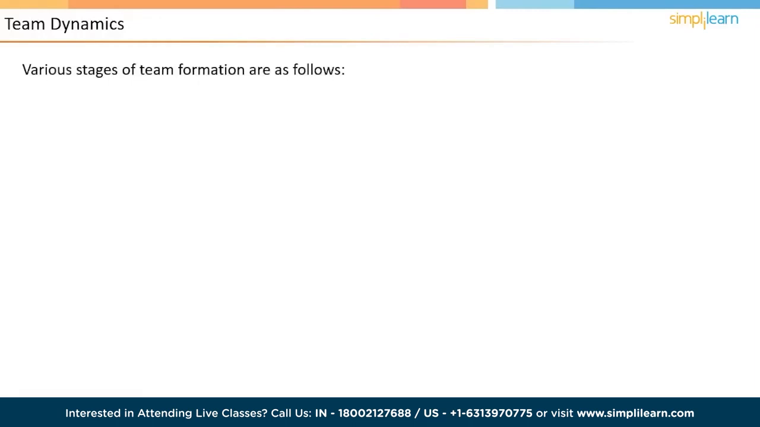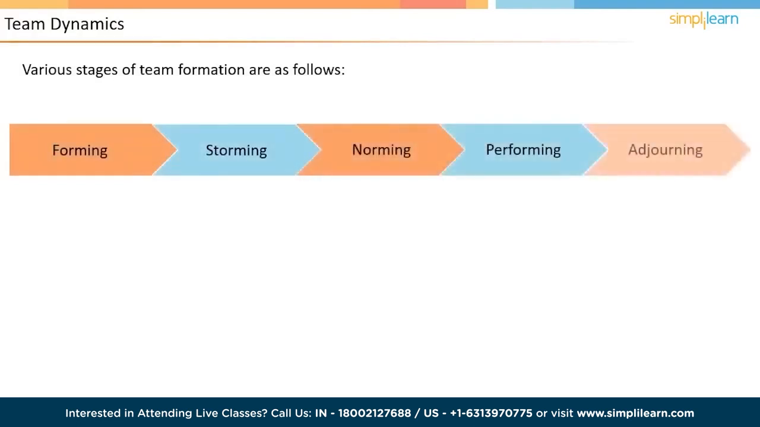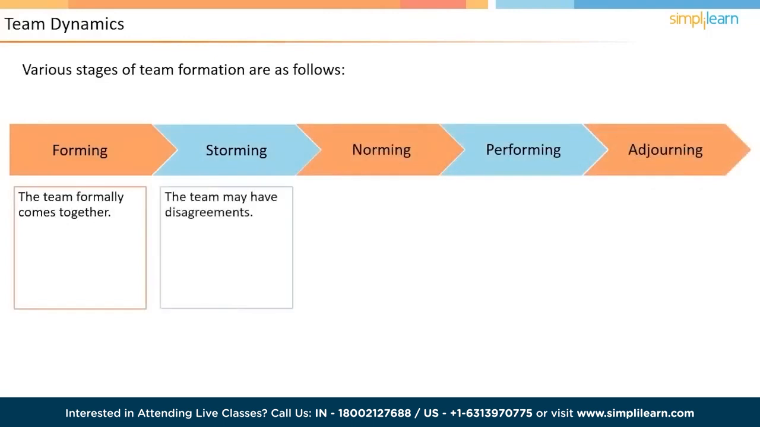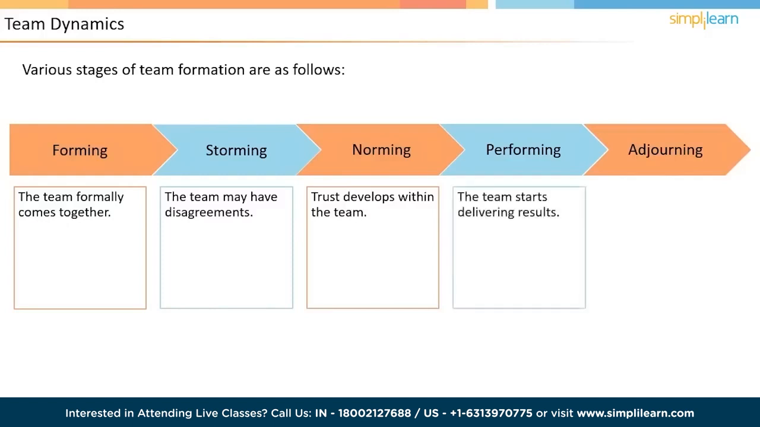Any team naturally goes through several stages as it gets together. These stages are forming, storming, norming, performing, and adjourning. In forming stage, a team formally comes together for the first time. In storming stage, disagreements start to surface. This is followed by norming, when the teams start working together and trusting each other. In performing stage, they are able to deliver results as a team. Finally, the team is adjourned when the work of the project is completed or the project is terminated.